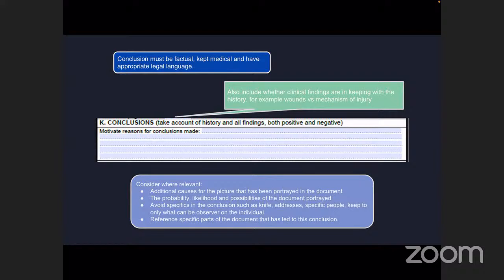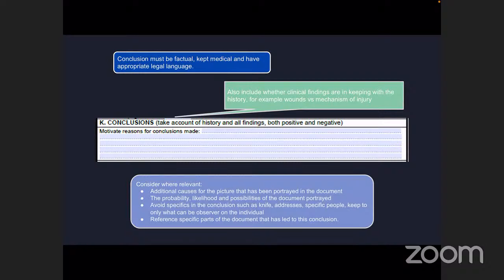And we would consider, where relevant, any additional causes for the picture that has been portrayed by the patient, and the probability, likelihood, and possibilities of the picture that has been portrayed. You also want to avoid any specifics in the conclusion, such as knives, addresses, weapons, or specific people, and keep to only what can be observed on the individual.